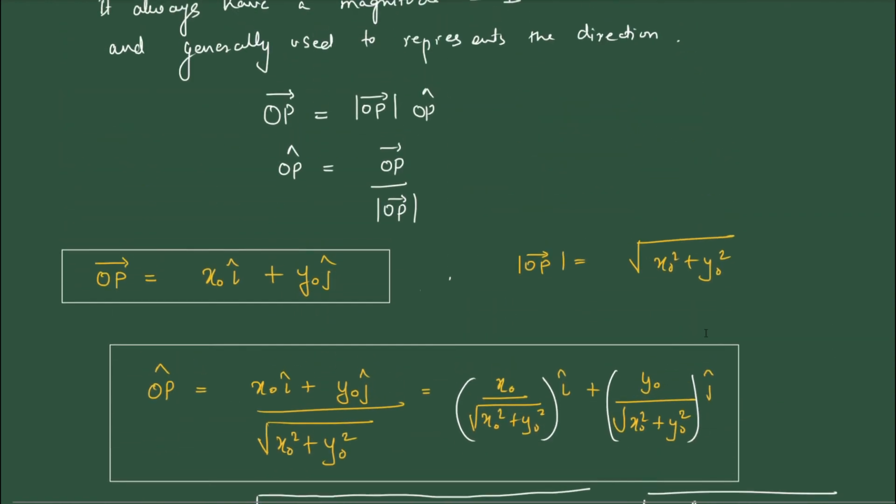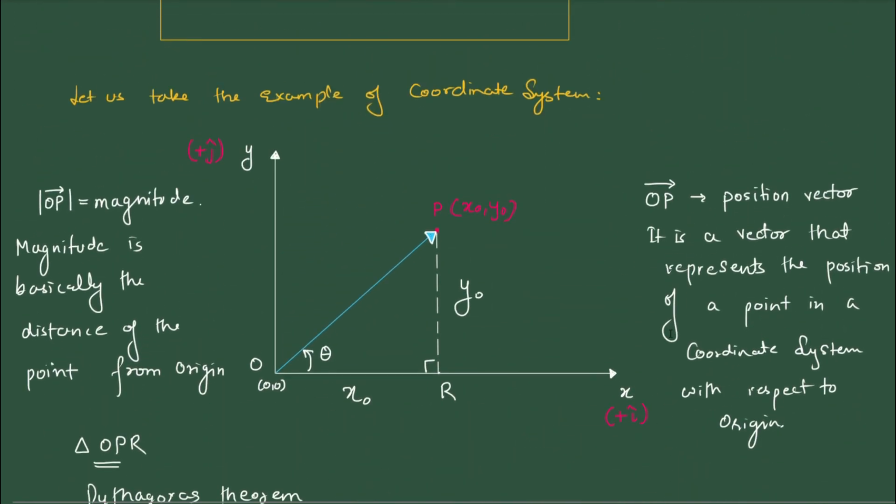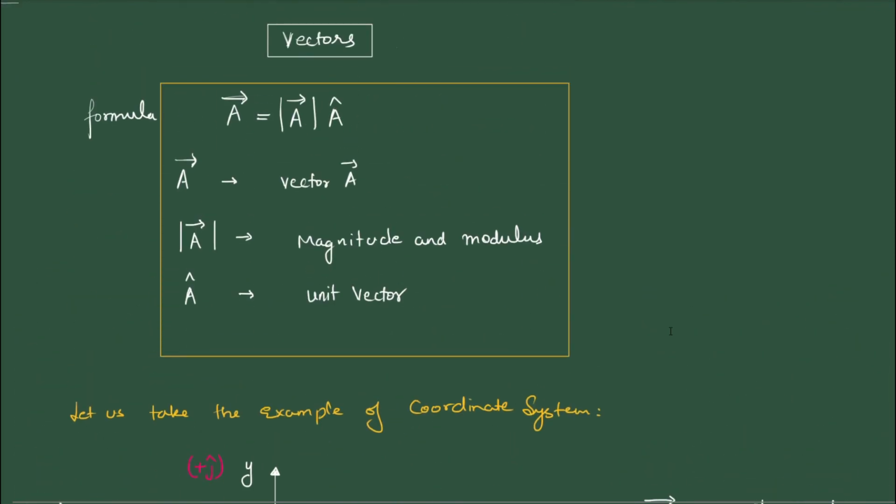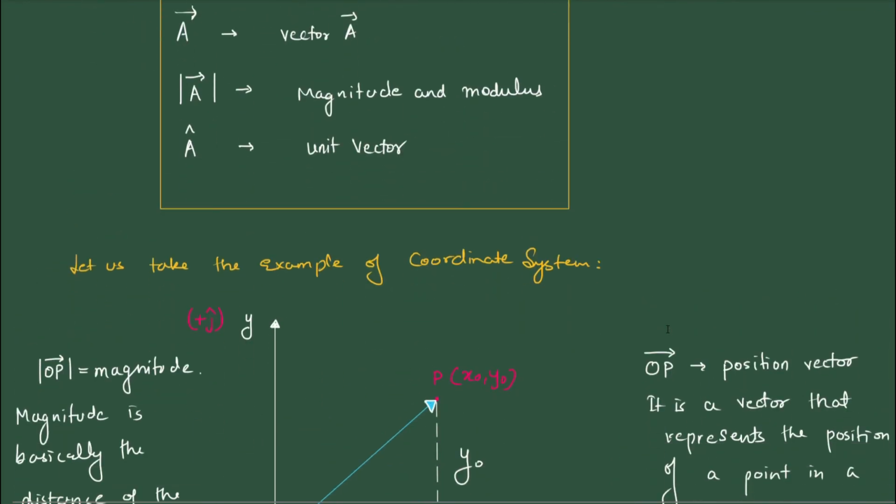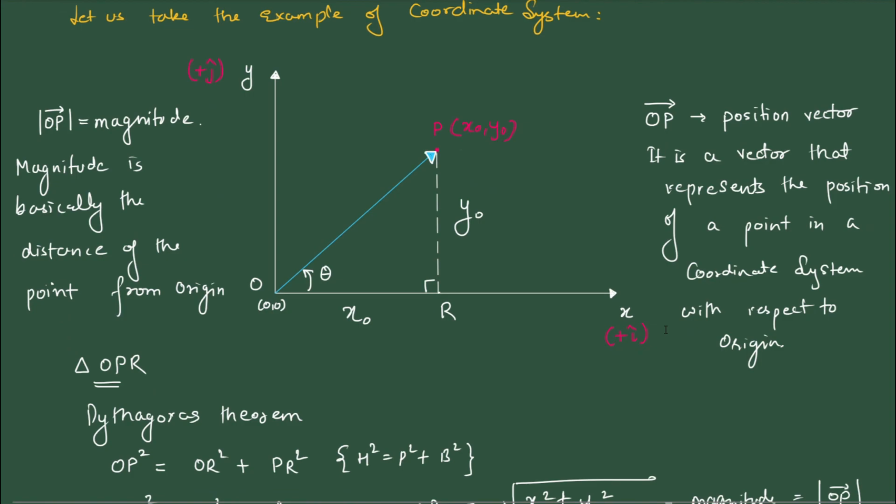So this is the simplest idea of a vector, and the easiest way to understand it is by relating it with the coordinate system.